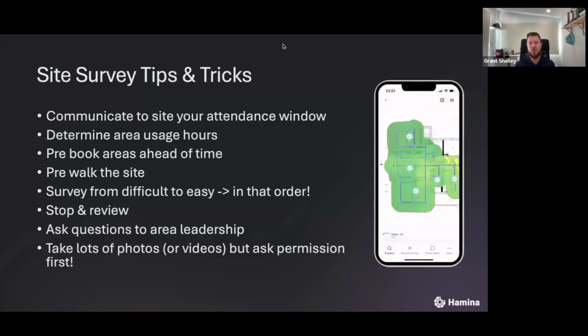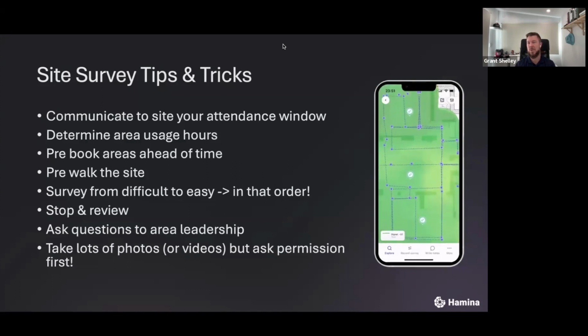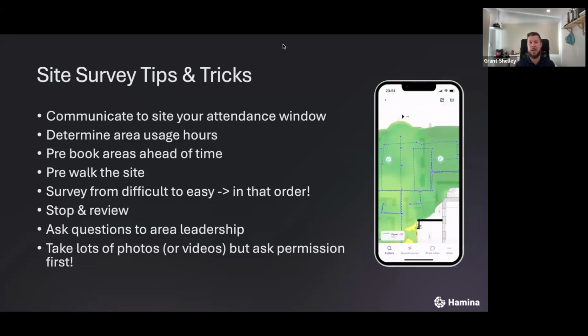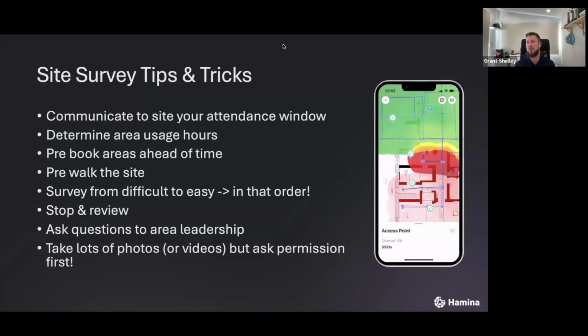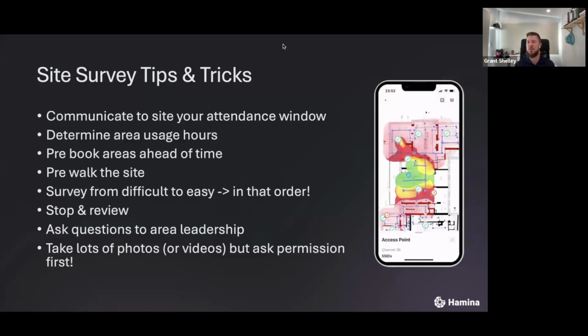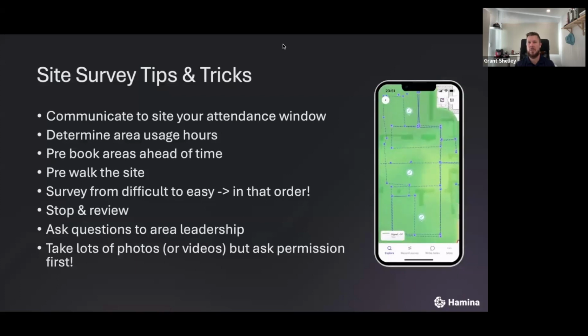We talked about asking questions, and you also mentioned taking lots of photos as well. But of course, get permission that you've got the ability to do that, because there may be sensitive information.